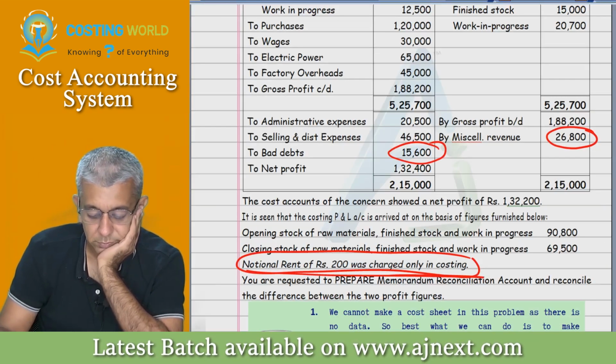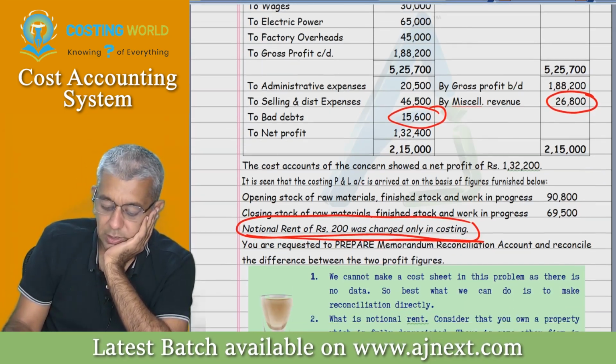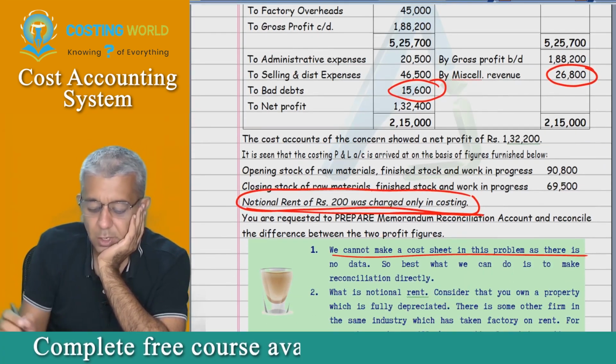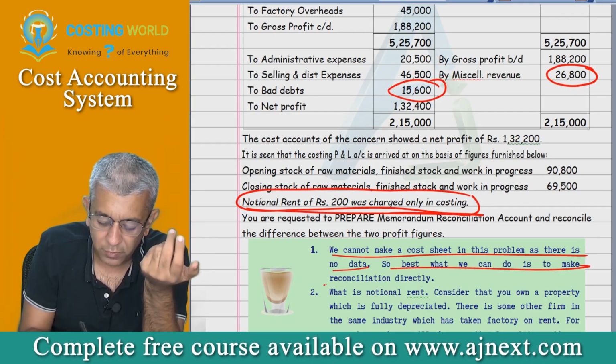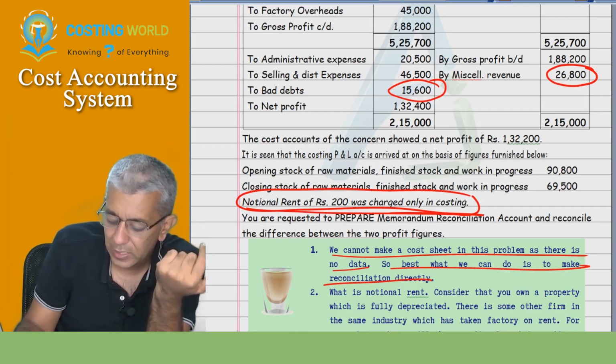Listen, we cannot make a cost sheet in this problem. That was very obvious as there is no data. So the best we can do is try to make the reconciliation directly.